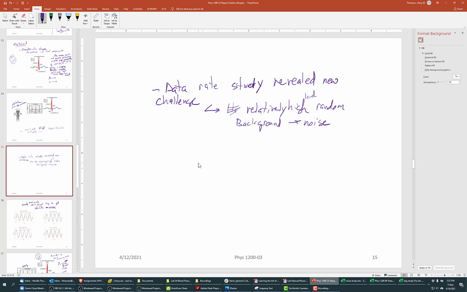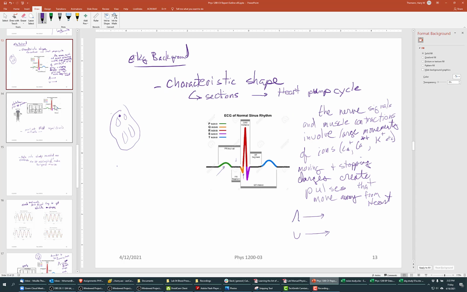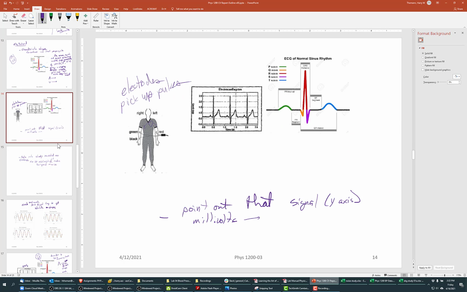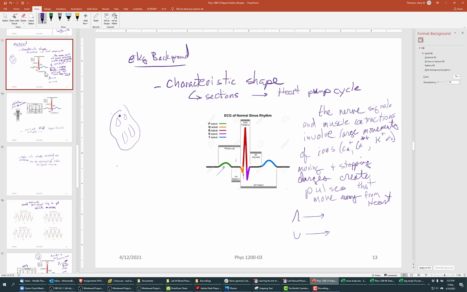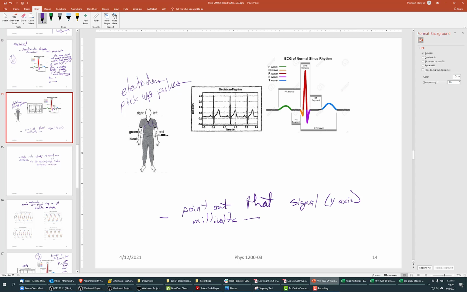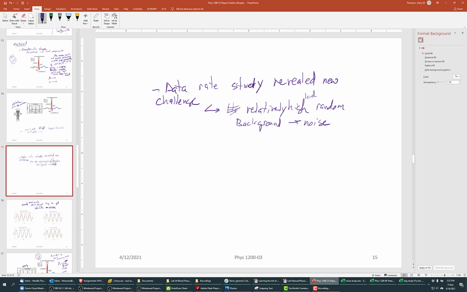So first of all, as before, we had to define the characteristic shape, and this is what it looked like. This is what it looks like in reality. It's only millivolts. And then we had a new challenge, because when we did the data rate study, we noticed that it got messier and messier because of this background noise.